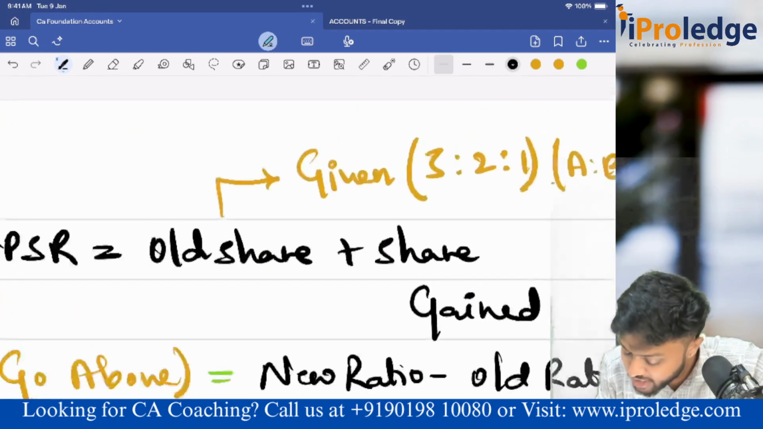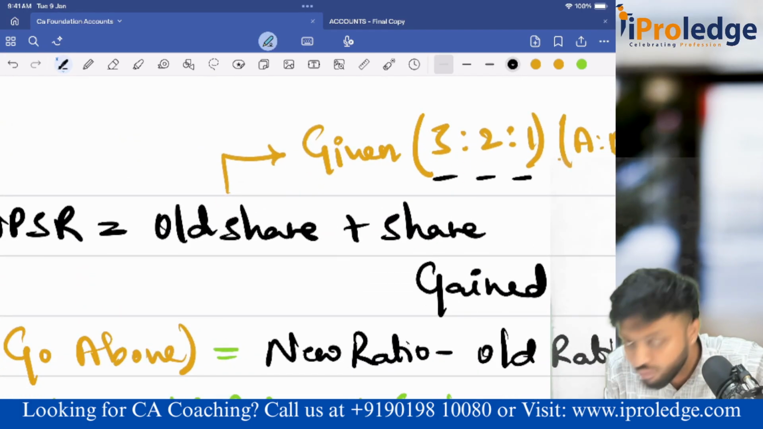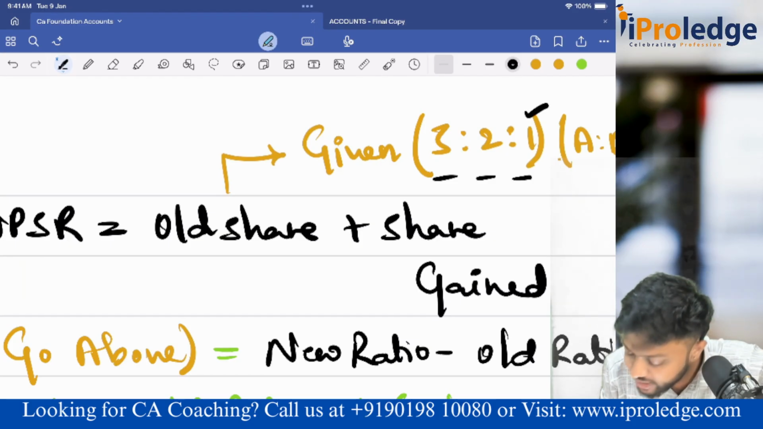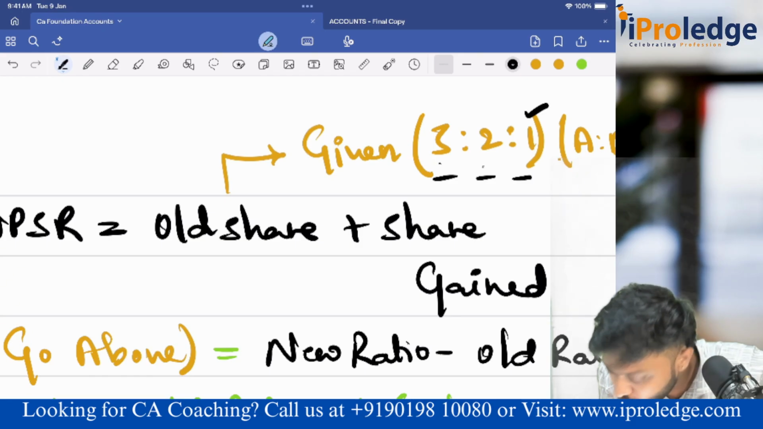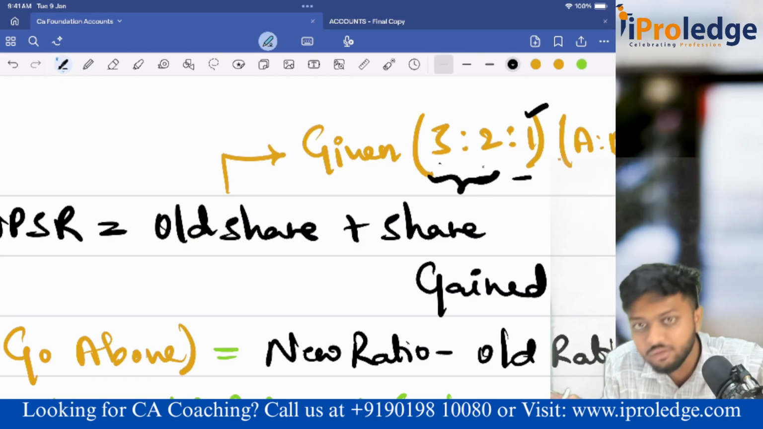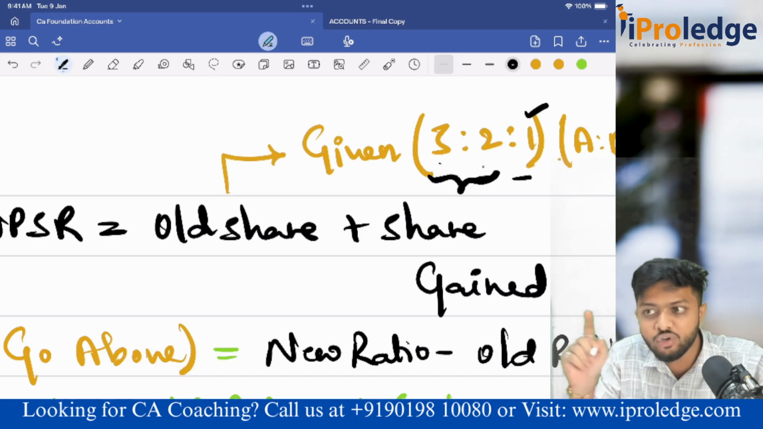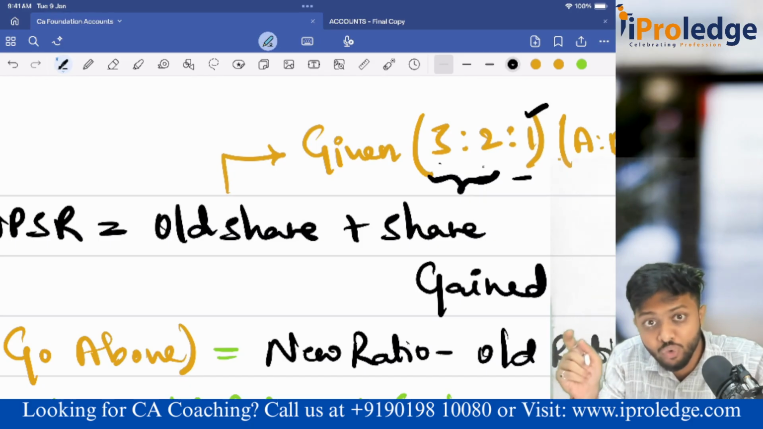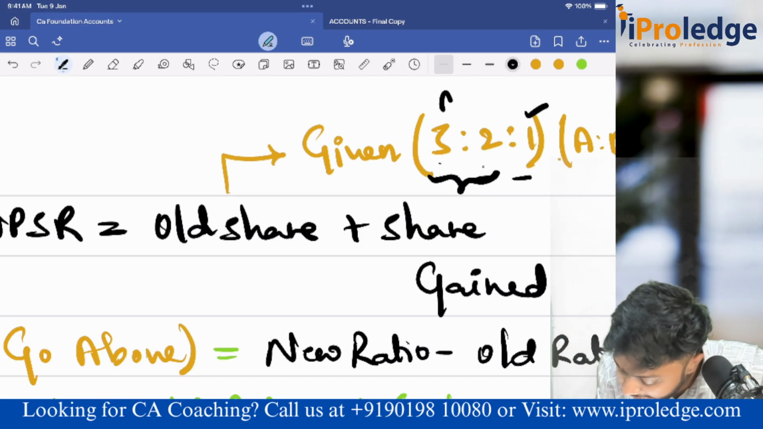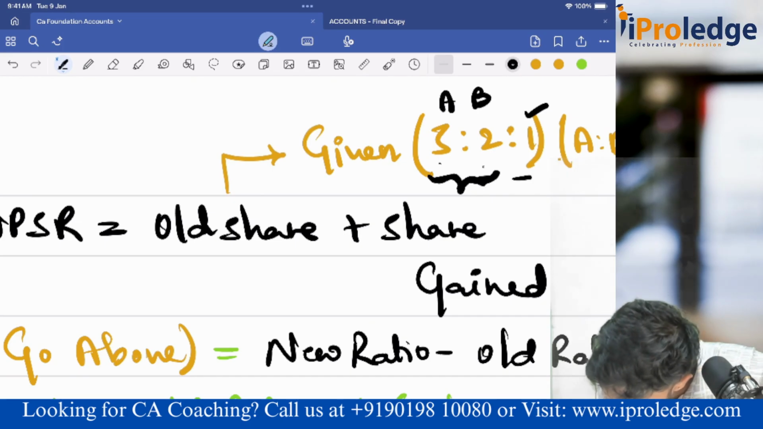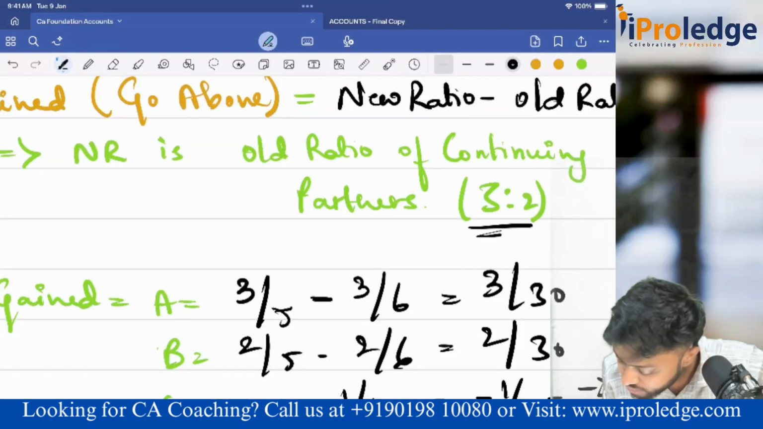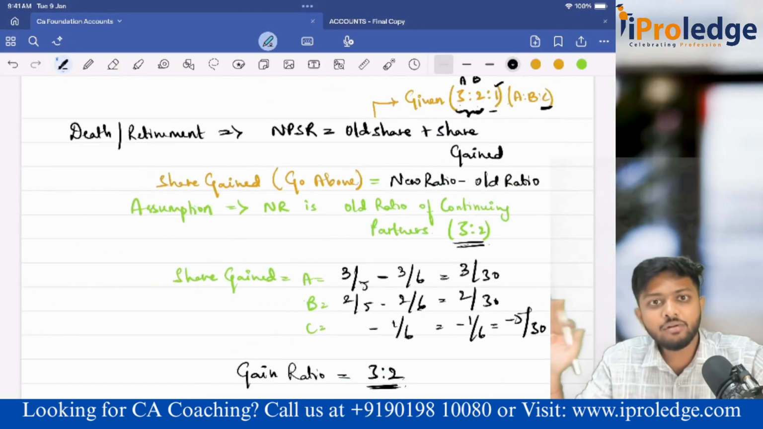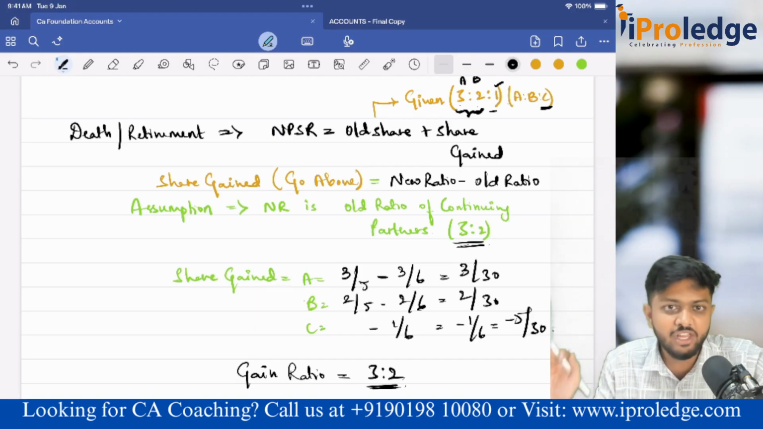Now come to their old ratio. 3:2:1. This was the old ratio, no? C is the one who is getting retired. Leave his share. Remaining partners 3:2. Take this only as the new ratio. I know the ratio was 3:2:1. Now you assume that the new ratio of the existing partners, which are A and B, is 3:2 only. So I am assuming that the new ratio is 3:2. Found out. So that is the assumption you have to make. That is the new ratio you have to take if nothing is given in the question.